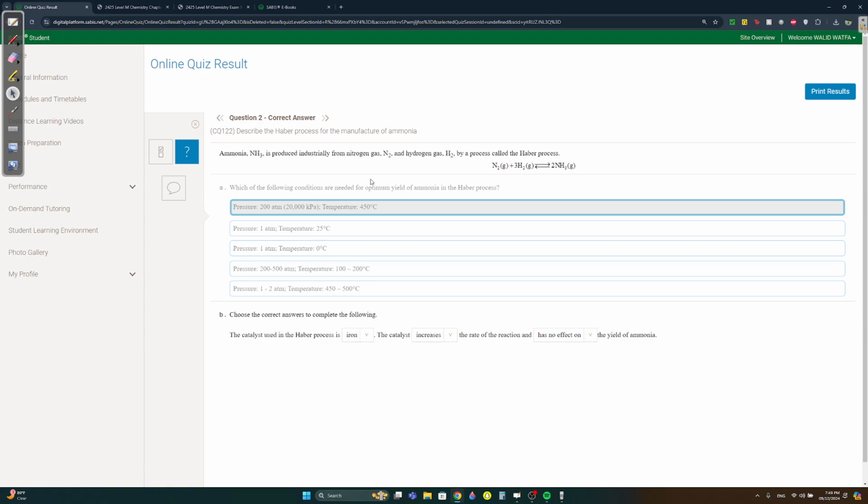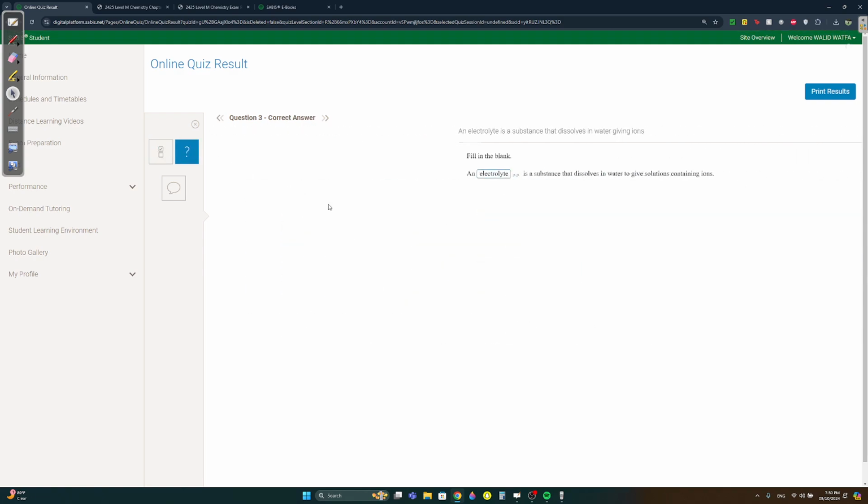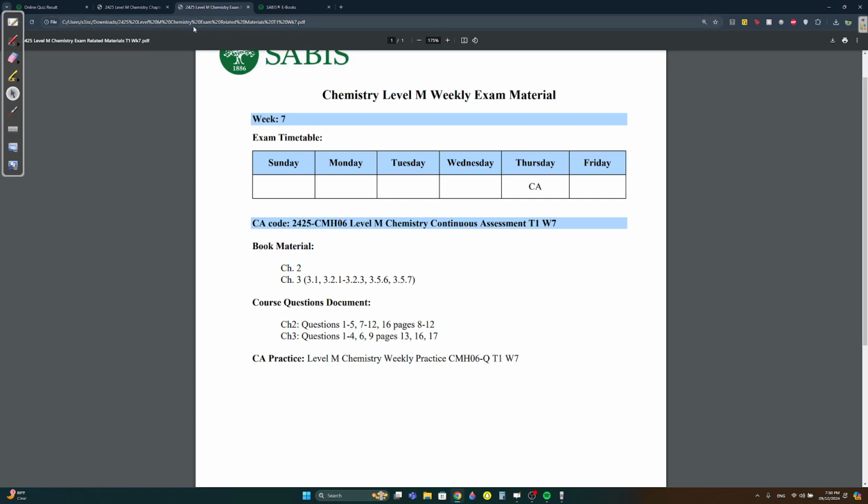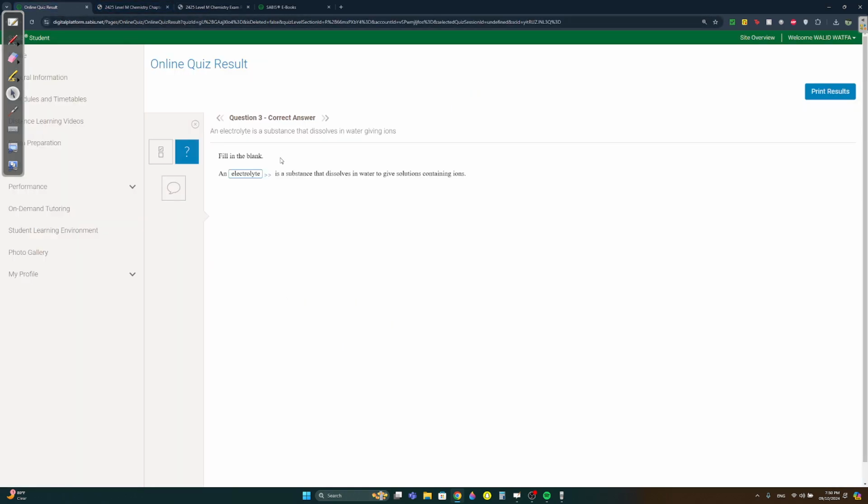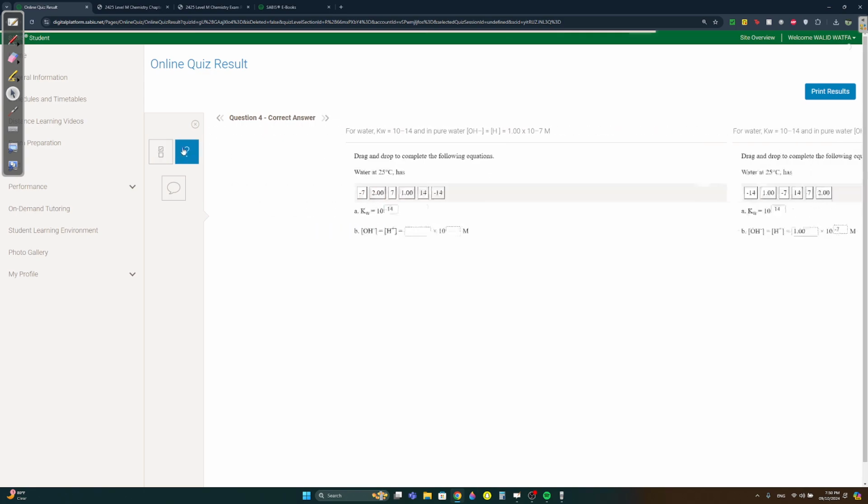Okay, this is the Haber process quickly. What are the optimum conditions for the Haber process? 280 atmospheres and 450 degrees Celsius. The catalyst in Haber is iron, and it increases the rate of the reaction, but it has no effect on the yield. Guys, this is the old Haber process. And electrolyte: an electrolyte is a substance that dissolves in water to give a solution containing ions. I'm 100% sure they'll get this question. Maybe copy paste tomorrow.